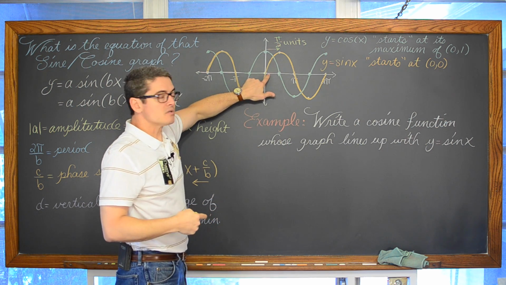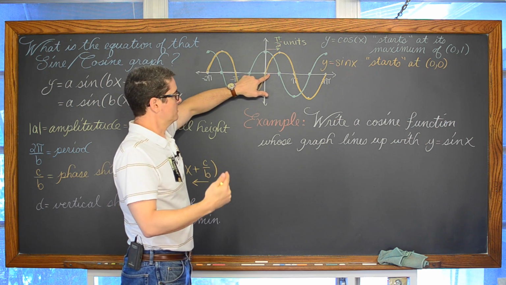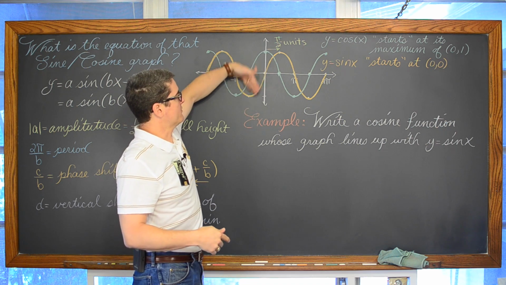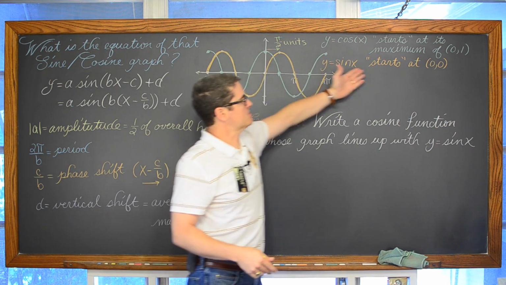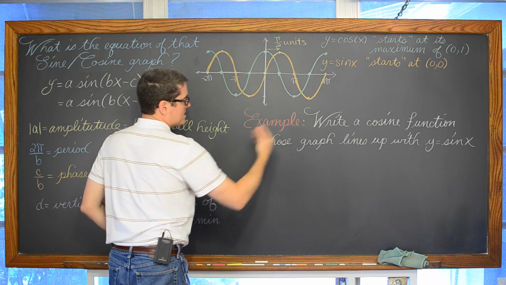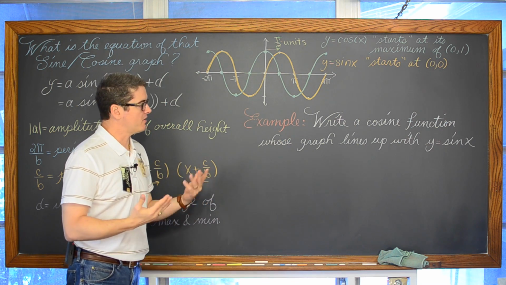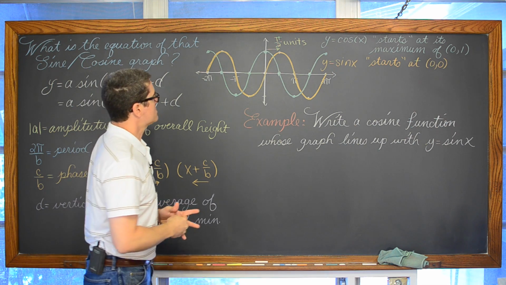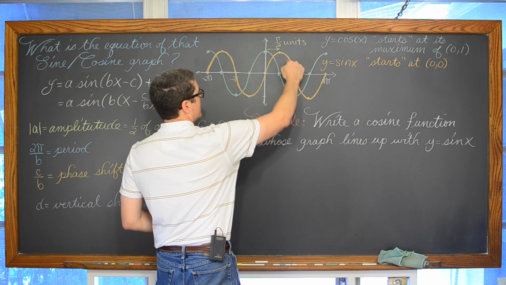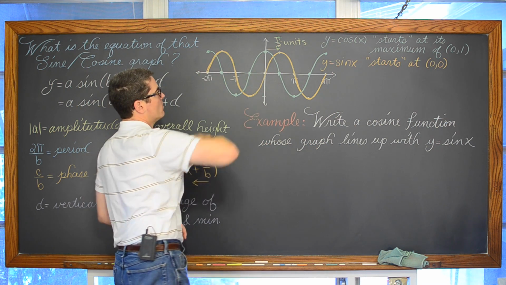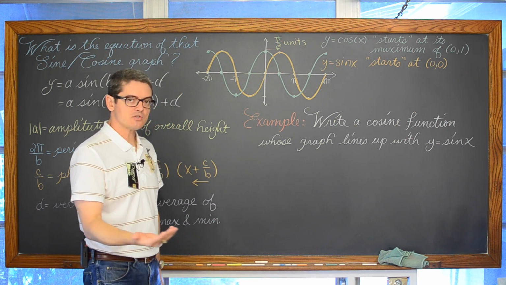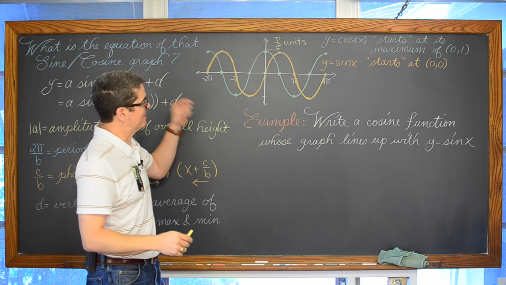And the sine function starts sort of in the middle of its cycle, not at its minimum, not at its max, but in the middle of its vertical cycle, and it starts at 0, 0. So just looking at our parent functions here, write a cosine function whose graph lines up with the sine. In other words, I want to write an equation that would line right on top of that orange sine function, but have it in terms of cosine. Well, that's what I was just trying to talk to you about for the last 5 minutes. There's a phase shift of pi over 2.